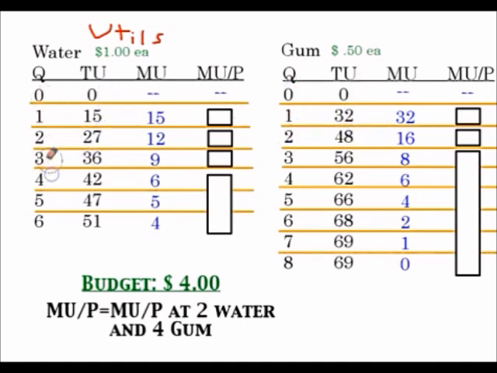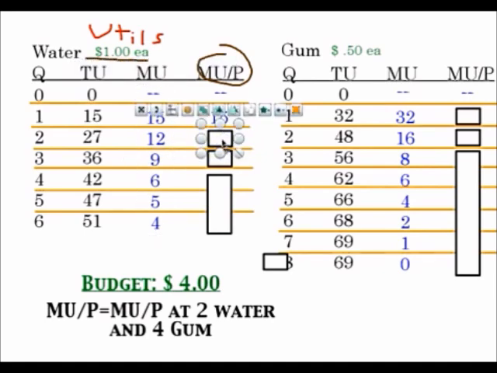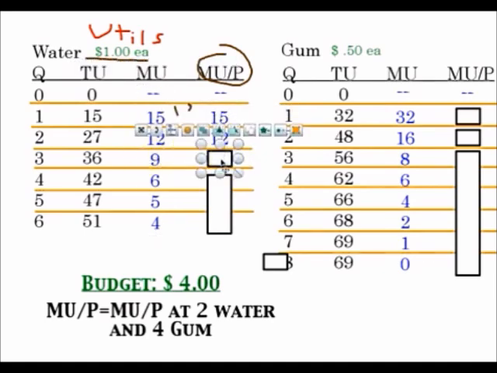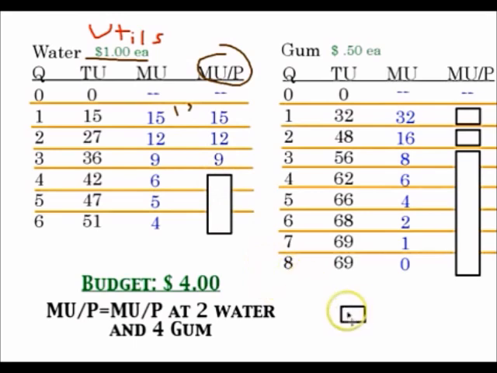All right, so the next thing that we're going to do is take a look at marginal utility over price. That's simple. You're going to take your marginal utility and the price tag of the product, and put the utility over the price. So 15 over 1 is 15. 12 over 1, of course, is 12. 9 over 1 is 9. Now, where am I getting the numbers from? The 1 is the price of water. The 15, 12, 9 is the marginal utility. So MU over P is this over the price of the product.